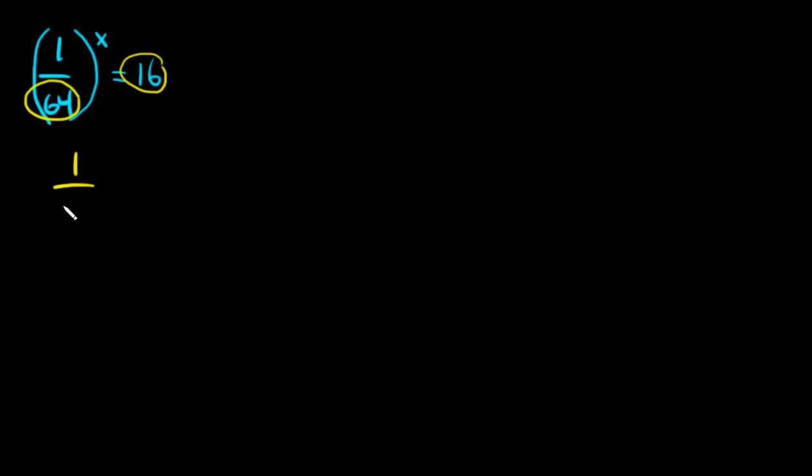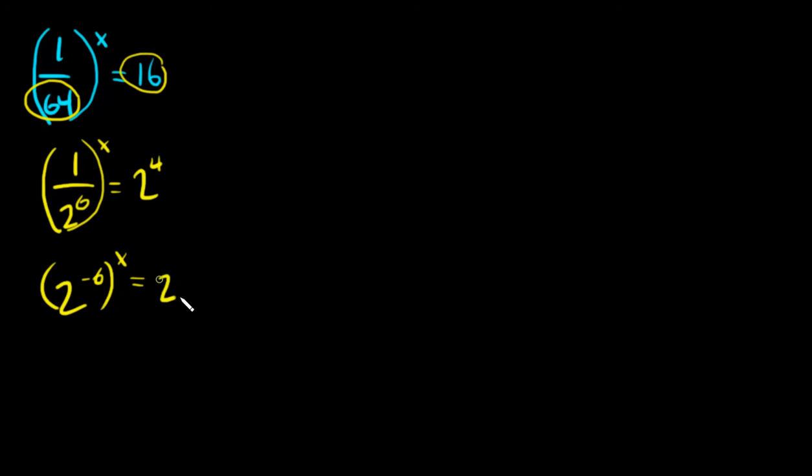1 over, well, 2 raised to the 6th power gives me 64, so this would be 2 to the 6th. And 2 raised to the 4th power would give me 16, so that's 2 to the 4th, keeping in mind that I'm still raising this whole thing to the x power. If you have a power in the denominator that's positive, you can move it to the numerator as a negative. So that's 2 to the negative 6th power raised to the x equals 2 to the 4th. That negative 6 with the x there, because they're both powers, they can multiply. So then we would have 2 to the negative 6x equals 2 to the 4th.